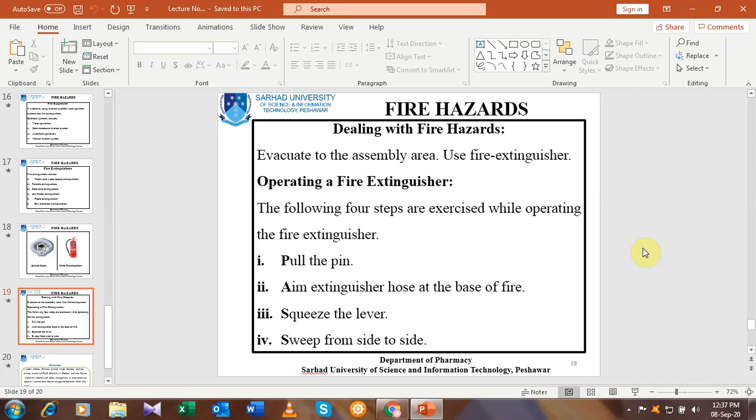The first step is to pull the pin. The second step is to aim the extinguisher at the base of the fire. The third is to squeeze the lever. And the fourth step is to sweep from side to side to control the fire.